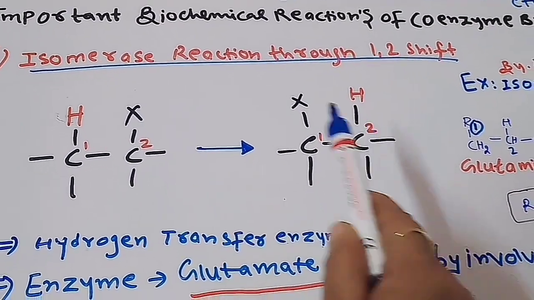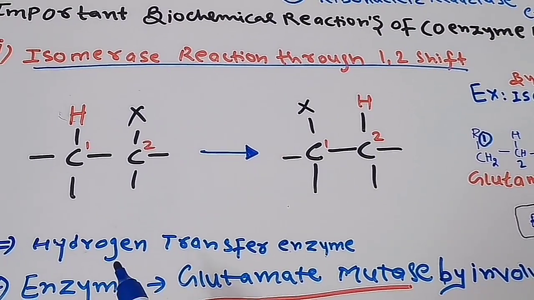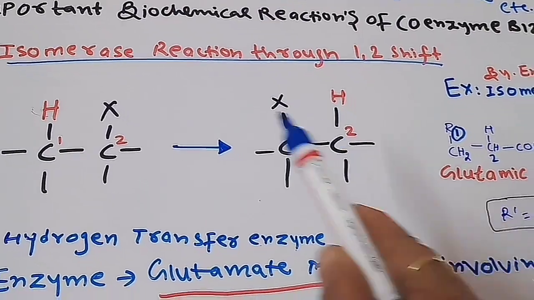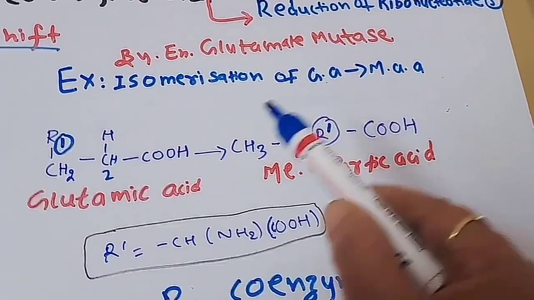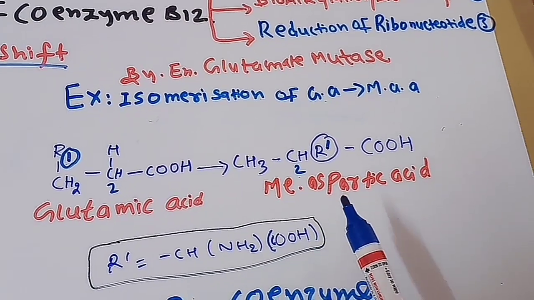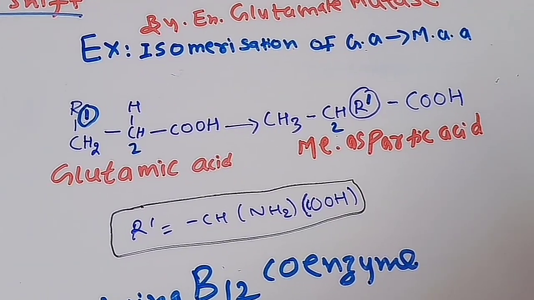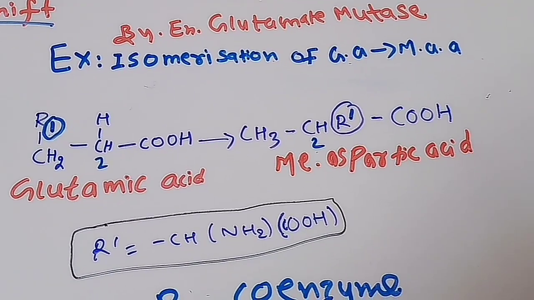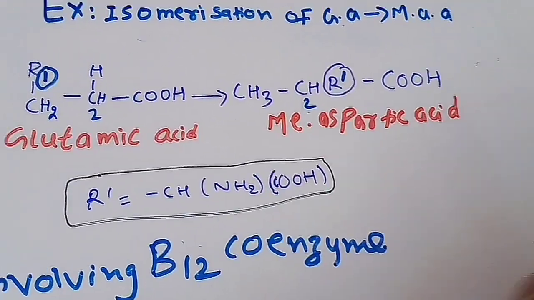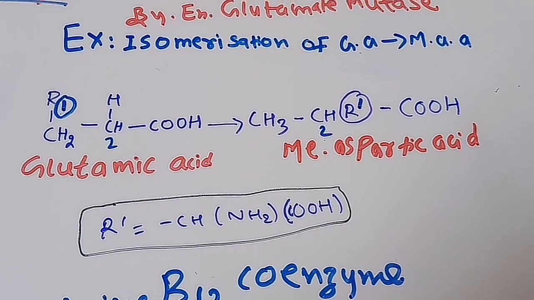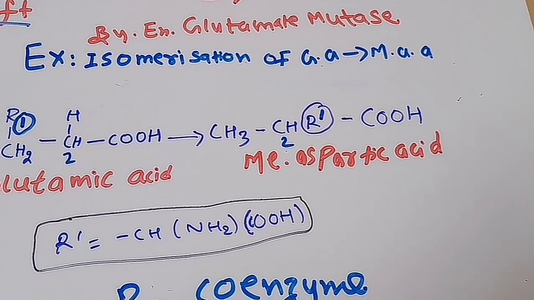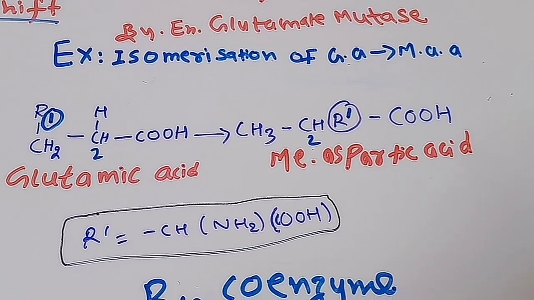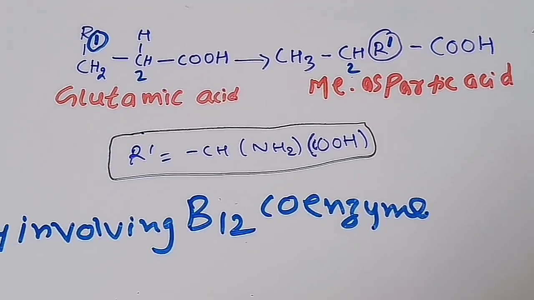This type of reaction is also termed a hydrogen transfer enzyme reaction, and the simplest reaction of this type is the isomerization of glutamic acid to methyl aspartic acid. Here you can see the R group is present on the first carbon and it is shifted to the second with the help of the enzyme glutamate mutase, and the R group is represented as CH NH2COOH. This is an example of the isomerization of glutamic acid to methyl aspartic acid, and here vitamin B12 is acting as a coenzyme.